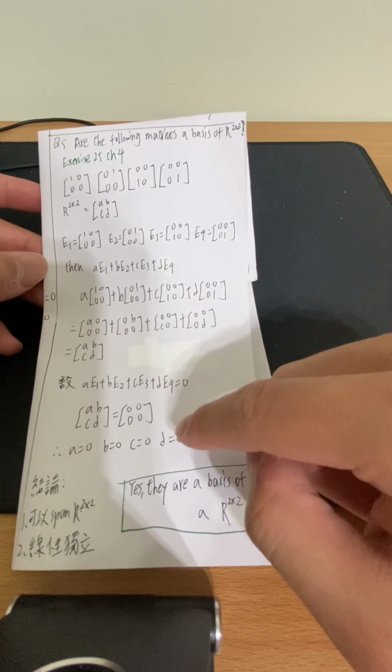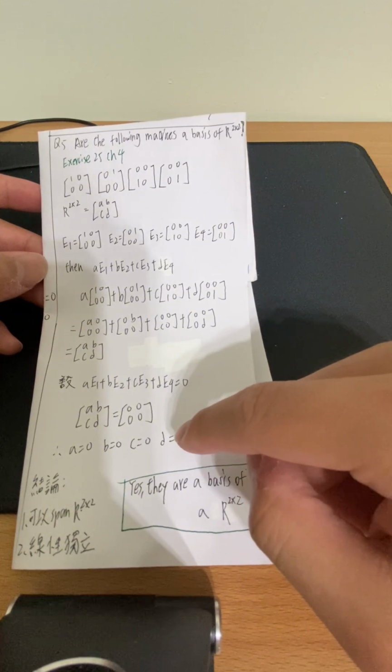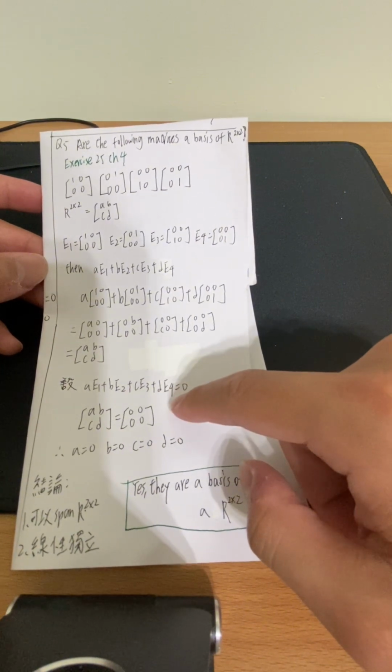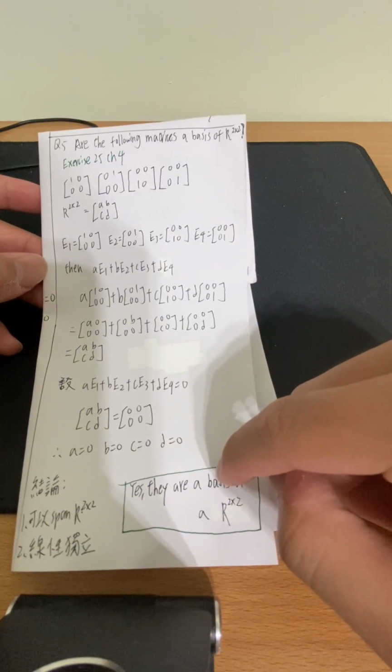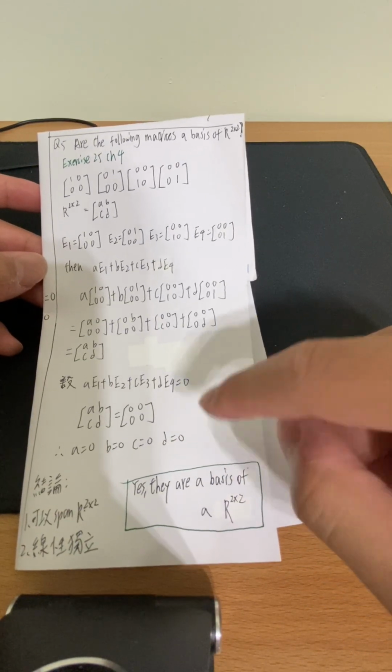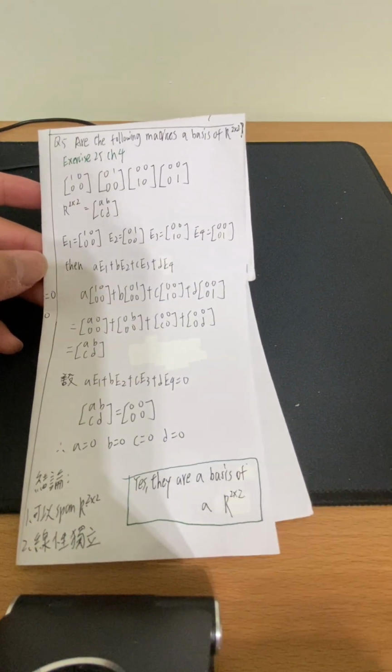Therefore, these matrices span the space, and they are also linearly independent. Hence, the given matrices form a basis for R 2 by 2. So yes, they are a basis of R 2 by 2.